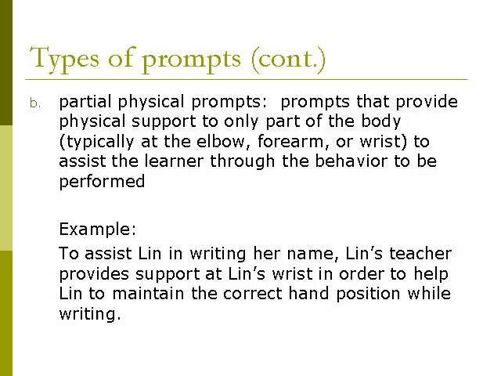So for example, to assist Lynn in writing her name, Lynn's teacher provides support at Lynn's wrist in order to help Lynn to maintain the correct hand position while writing. Notice Lynn's teacher is not providing her with full hand-over-hand assistance. She's just providing her with partial assistance at the wrist, so that Lynn is having to do part of the physical task, but she still receives some support from the teacher in order to write her name correctly.